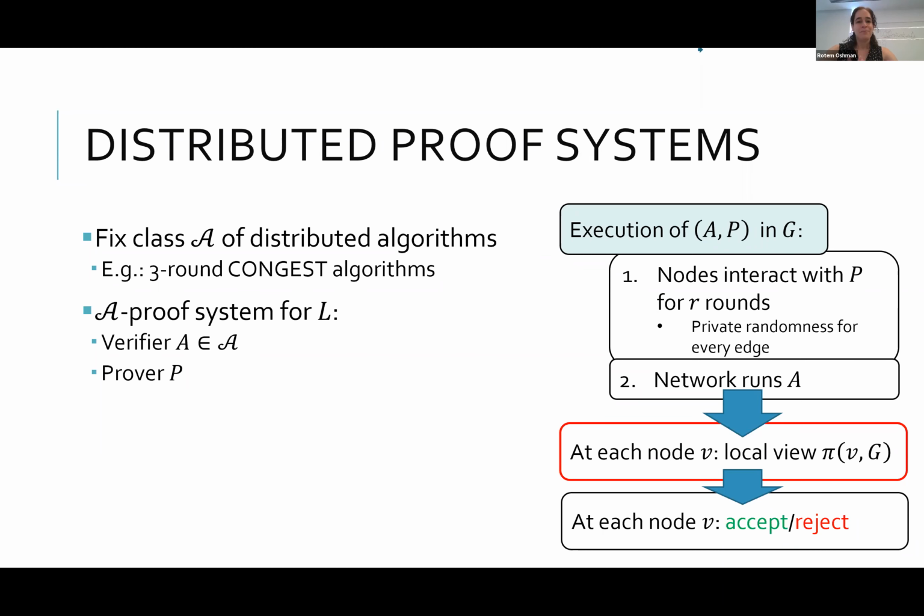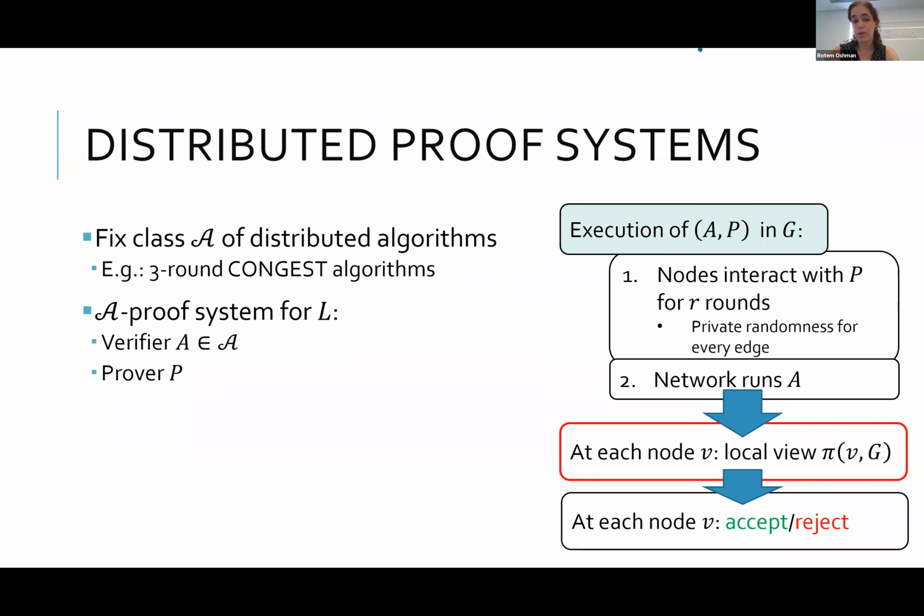So this is how the proof system works. And as usual, we want this to be sound and complete. So if my input is in the language L, then the prover should with high probability cause all the nodes to accept. But if the input is not in L, then some node should reject with high probability.